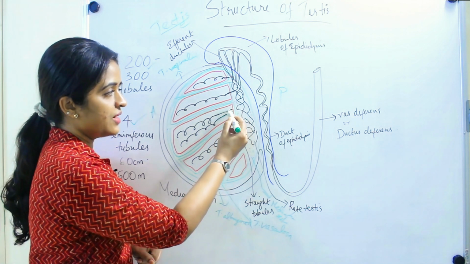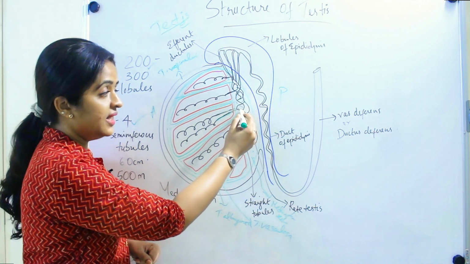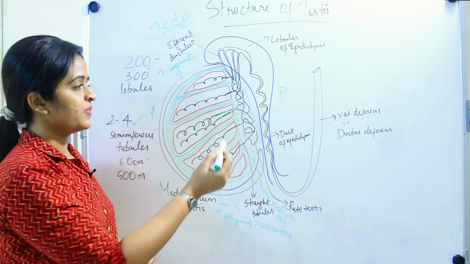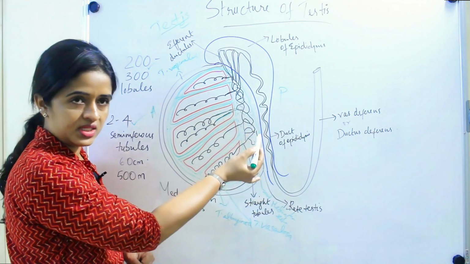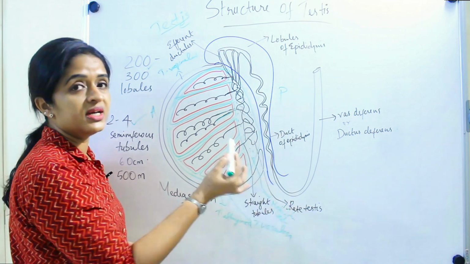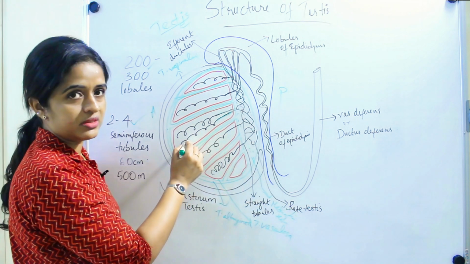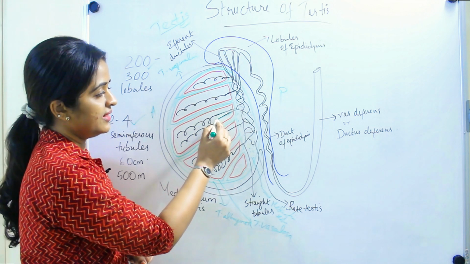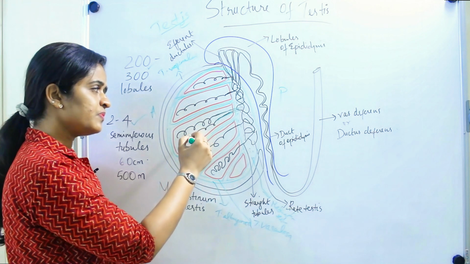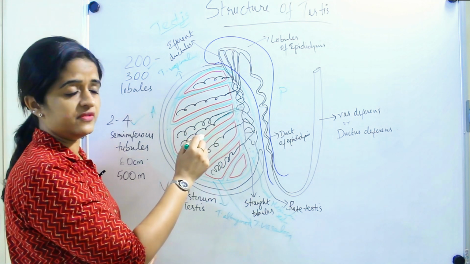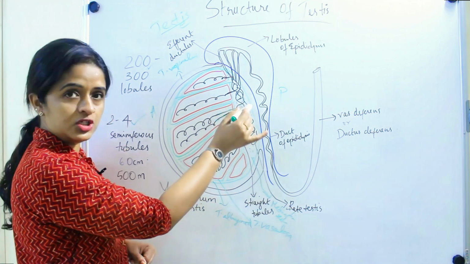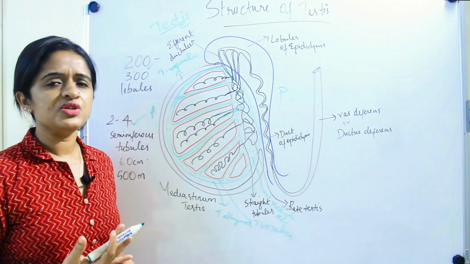The coiled tubules are straightened, and as they come out, they join a network of tubules known as rete testis. In the mediastinum testis, or in the posterior part of the testis, you can see this network of tubules known as rete testis, and the coiled seminiferous tubules are getting straightened and joining the rete testis. So the spermatozoa which are formed in the seminiferous tubules are transferred through the straight tubules into the rete testis. So what's the function of rete testis?